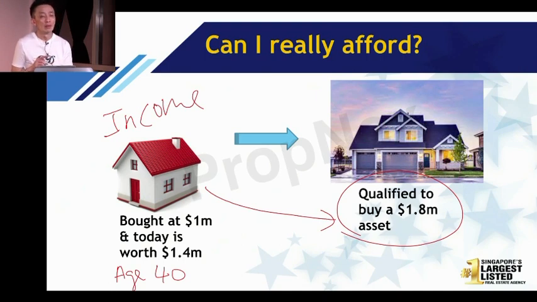But you say, Kelvin, if I go and buy 1.8 million, I'll be very stressful. Because why? Because my installment is going to be higher. 5 years ago, I bought at $1 million. And if I comfortably hold the property until 65 years old, I'll be very comfortable and I don't need to be stressed. But the question is, why do I want to stress myself to buy 1.8 million? Is he wrong? No. In fact, it's nothing wrong.